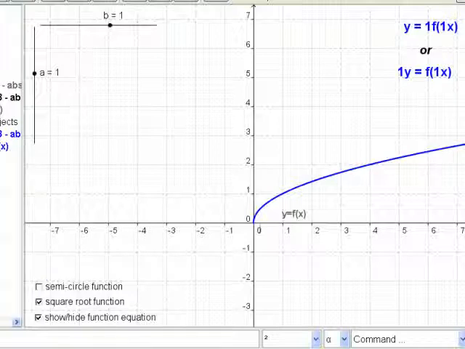Am I at 10 minutes here? I am. Well, we'll look at that other function in the next part.